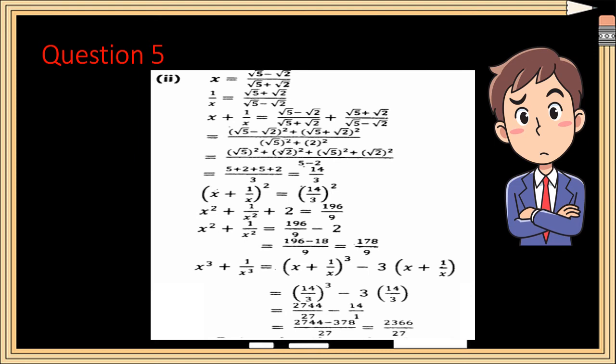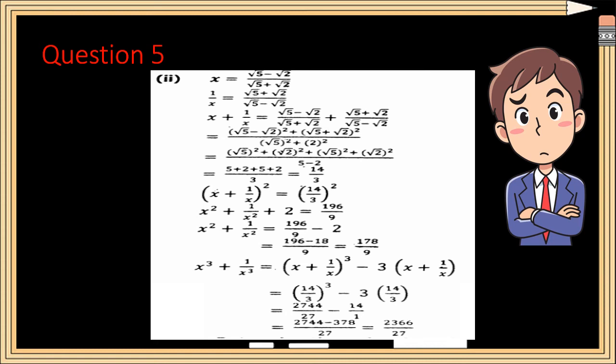You have 5 plus 2 plus 5 plus 2 after removal of the radical sign with the square. So it will be divided by 3, that is 5 minus 2 from the denominator. We will be getting 14 by 3.